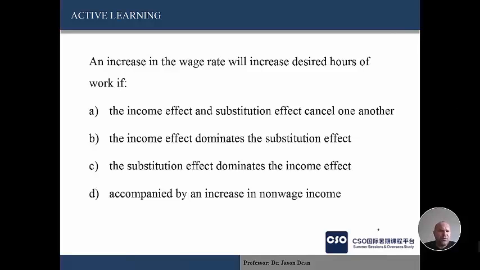An increase in the wage rate will increase desired hours of work if: A, the income effect and substitution effect cancel each other out; B, the income effect dominates the substitution effect; C, the substitution effect dominates the income effect; or D, accompanied by an increase in non-wage income? Which one do you think is the correct answer?